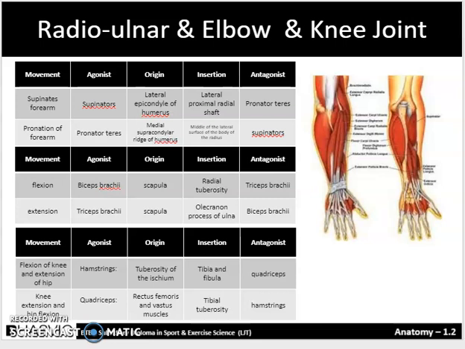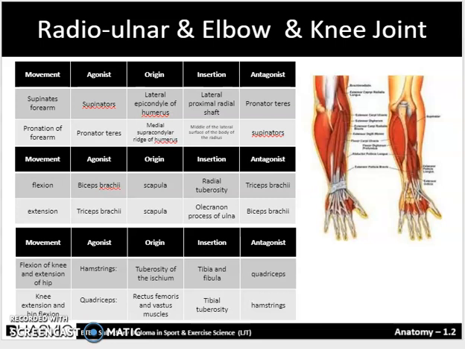The radio-ulnar, elbow and knee joint. First off, we have the radio-ulnar. Its main movement is to supinate the forearm, and its agonist is the supinators. The origin is the lateral epicondyle of humerus, and its insertion is the lateral proximal radial shaft, and its antagonist is the pronator teres. Its other movement type is pronation of the forearm.